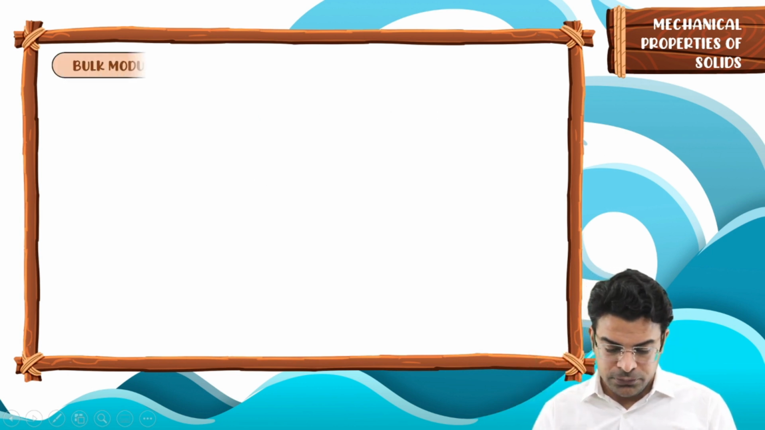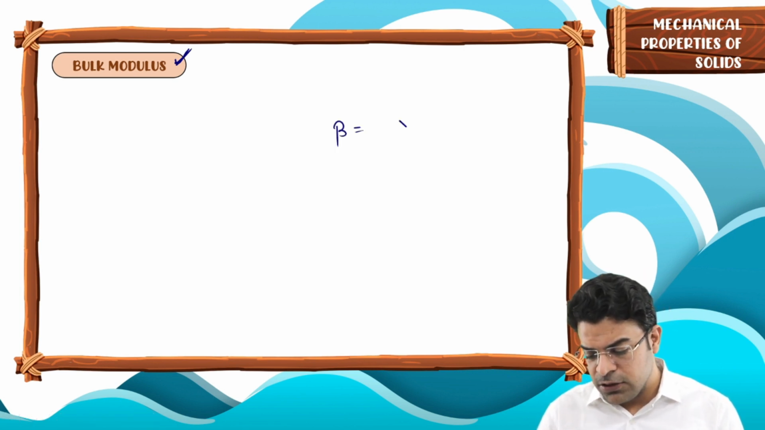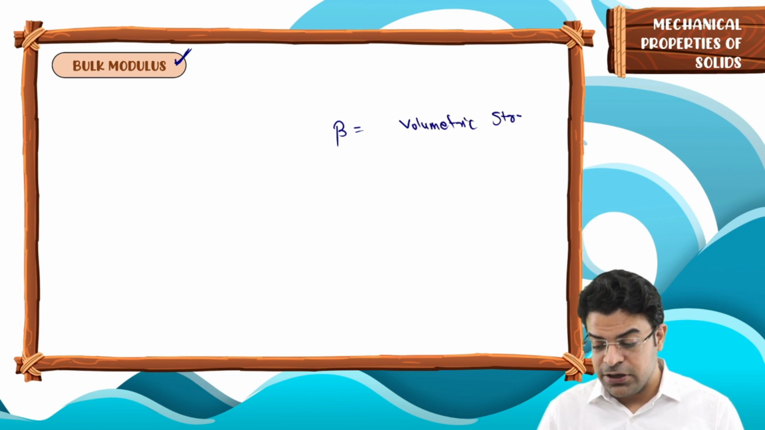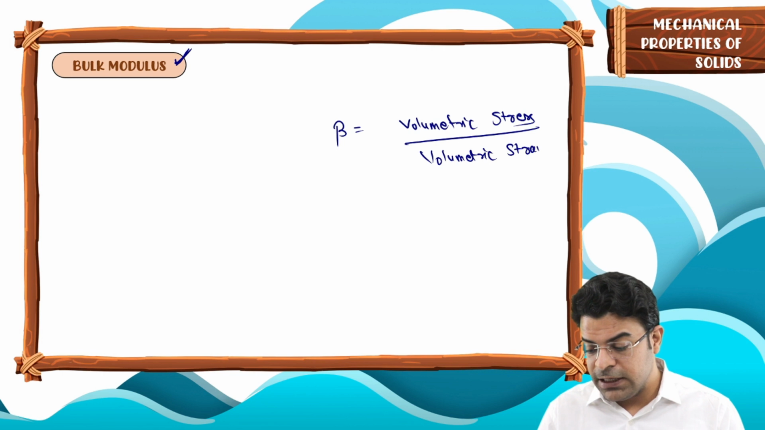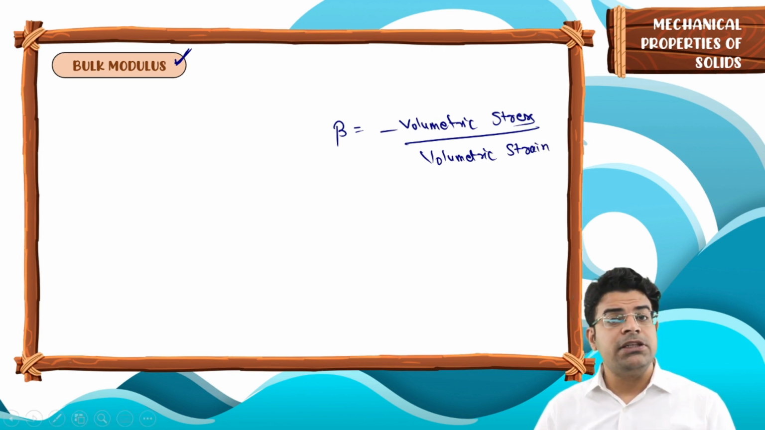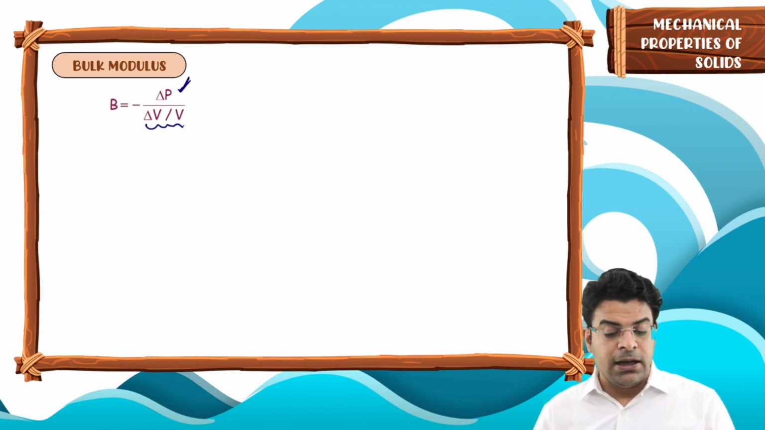Moving on. Now let's talk about bulk modulus. While teaching you bulk modulus, I said that bulk modulus equals volumetric stress upon volumetric strain. But I said here that there is a catch. The catch is that we place a minus sign. Why do we place a minus sign? Let's see. So we know that bulk modulus equals minus delta P upon delta V by V.